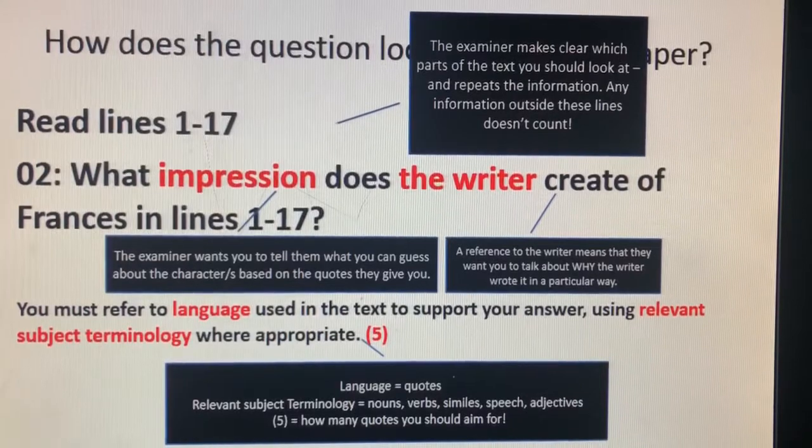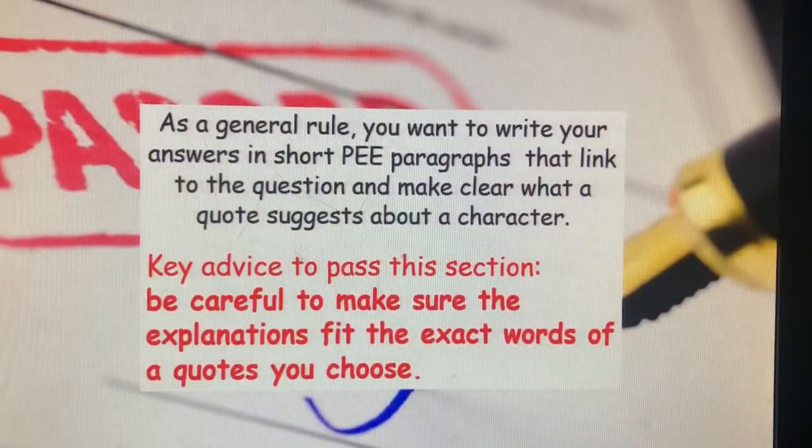As you can see, language here links to the idea of using quotes or evidence. Relevant subject terminology is a reference to nouns, verbs, similes, speech or adjectives, anything you happen to find in the extract itself. And the number 5 in brackets suggests how many quotes you should probably aim for to get all 5 marks. As a general rule, you want to write your answers in short PEE paragraphs that link to the question and make clear what a quote suggests about a character. Key advice: be careful to make sure explanations fit the exact words of the quotes you choose.